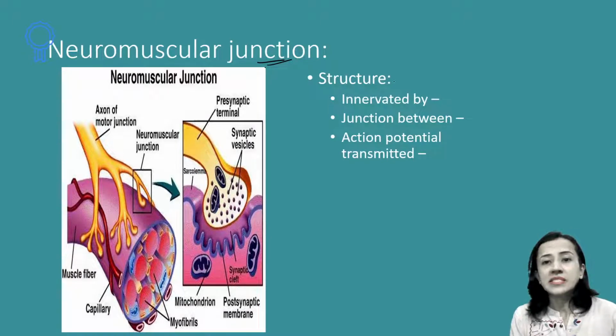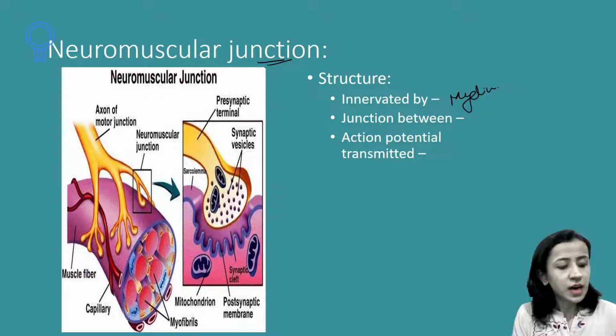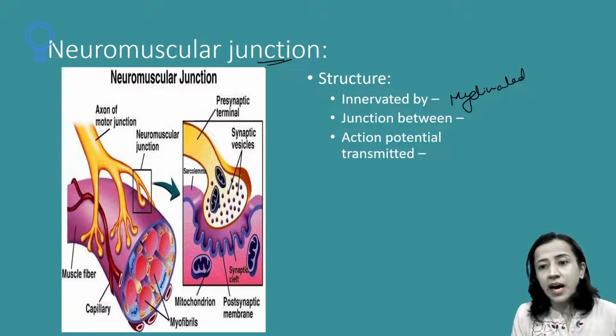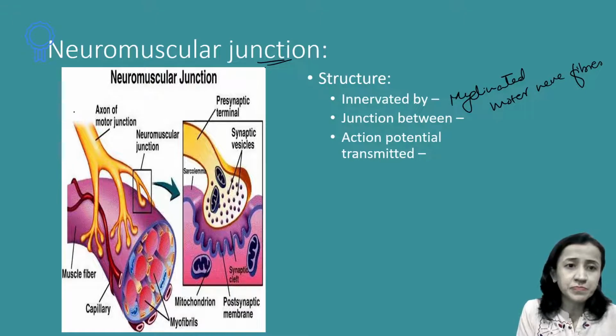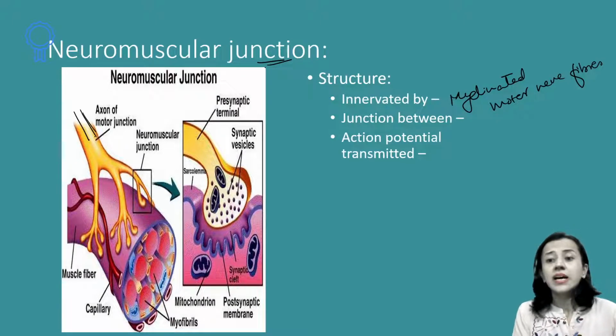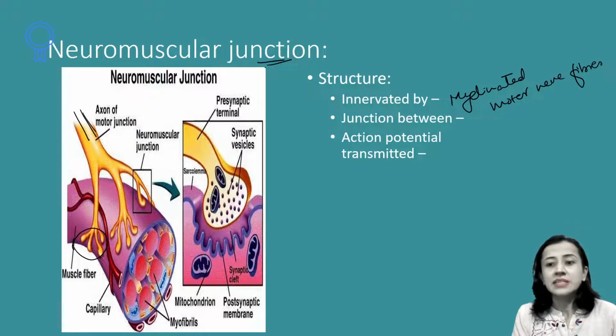Here you can see skeletal muscle fibers. They are innervated by myelinated motor nerve fibers. These motor nerve fibers originate from motor neurons in the anterior horn cell of the spinal cord. You can see here, this is the motor neuron. The junction between the terminal branch of the nerve fiber, that is the motor neuron, and the muscle fiber is your neuromuscular junction or myoneural junction.